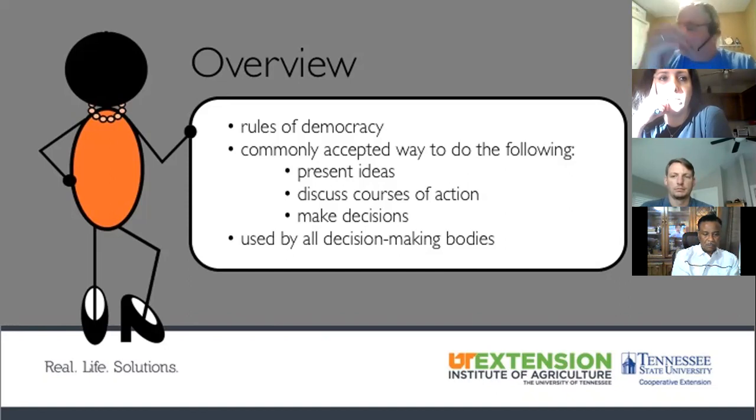And it does help for the meetings to flow and to make sense, and for democracy to have its chance to rule with the majority rule. So that's where the name Robert's Rules of Order comes from. It was named after the man who wrote the book, Henry Robert, who was, again, a U.S. Army military man from way back in the 1800s.